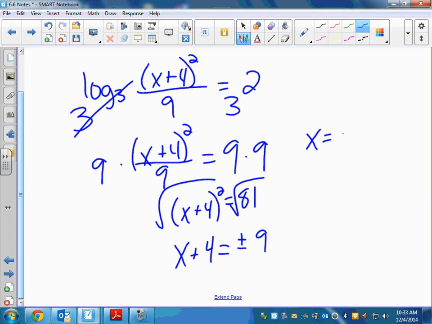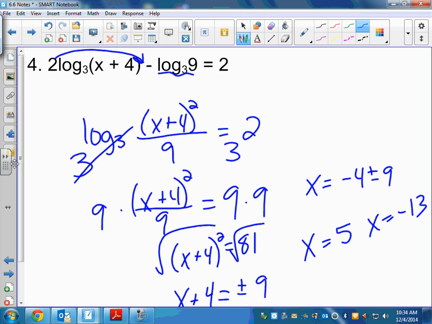So we get negative 4 plus or minus 9. Actually, give me the two answers. Negative 4 plus 9 is 5. Negative 4 minus 9 is negative 13. You have to throw one out. Can I have negative 13? No. Oh, why? Negative 13 plus 4. Just kidding.